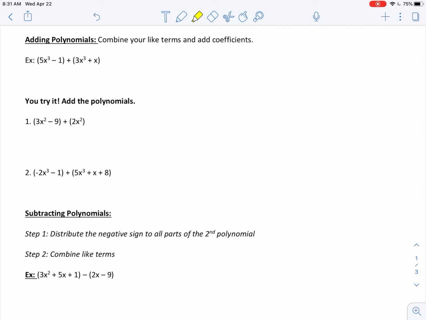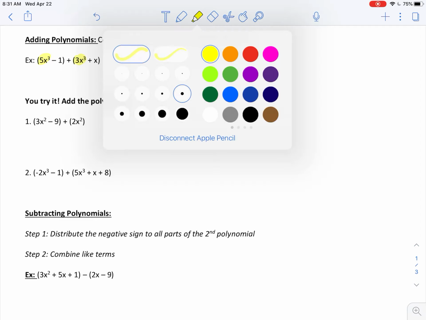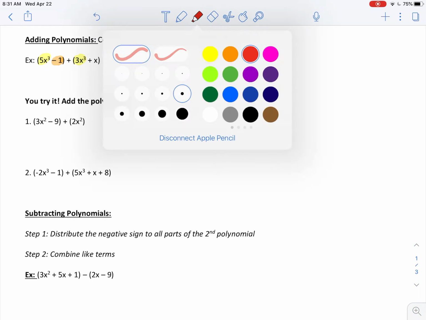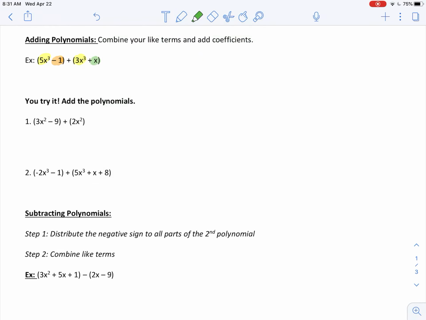And yesterday we worked on adding and subtracting polynomials, so I wanted to go over one adding example, and then we'll go straight into subtracting polynomials. So what we were doing here is we were trying to combine our like terms, line those up vertically, and then adding those coefficients together.